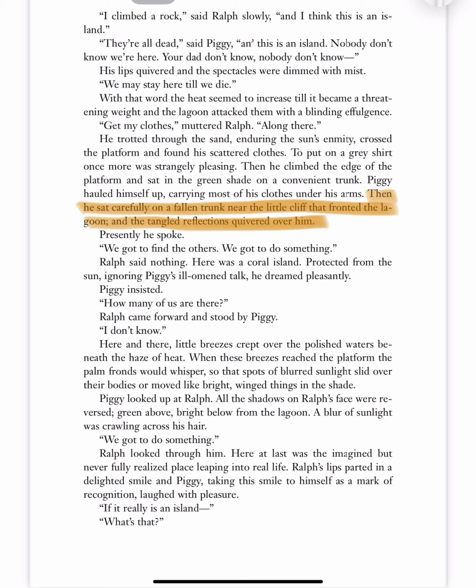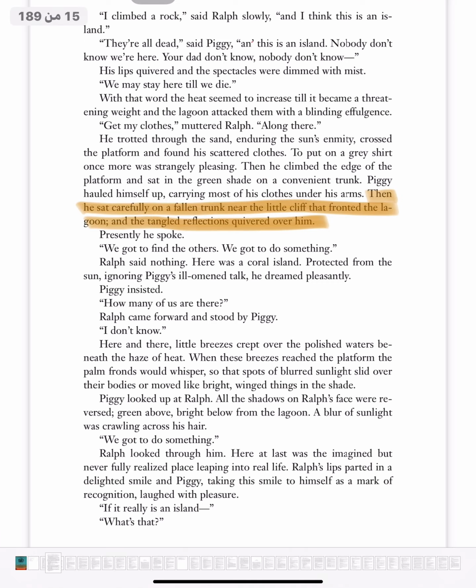"Then he sat carefully on a fallen trunk near the little cliff that fronted the lagoon, and the tangled reflections quivered over him." Here, reflections are described as being tangled. So tangled is a matter of the reflection of those fallen trees, just like they are braids formed around the lagoon and the pool.